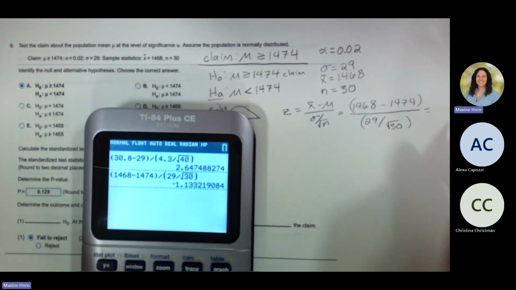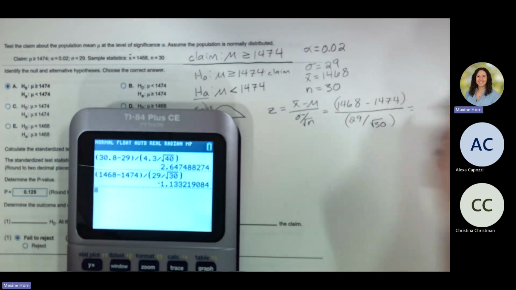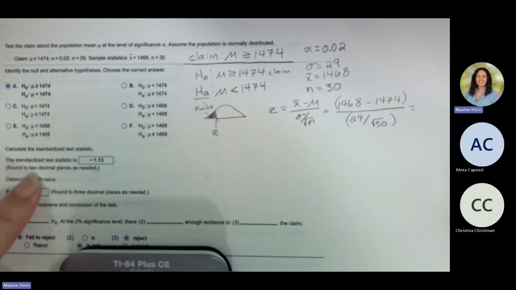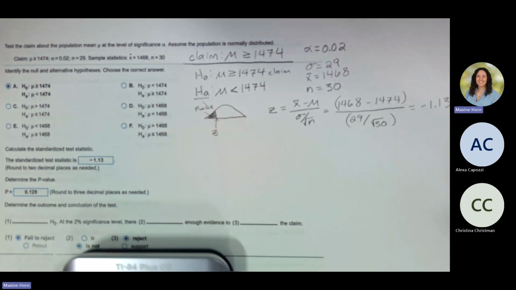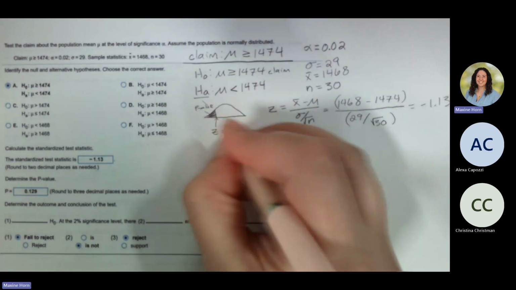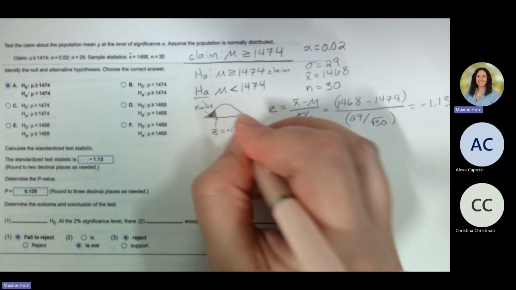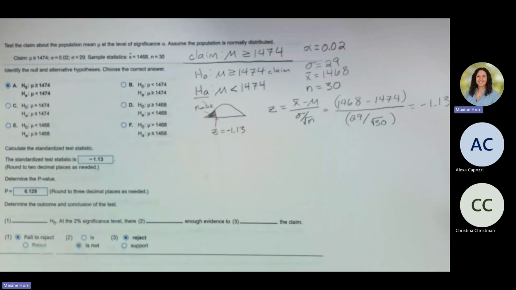Okay, so I'm going to go to, what did they say, 2? Yeah, they want us to round our standardized test statistic to 2 decimal places. So let's go ahead and do that. That's going to be negative 1.13. Okay, so we just got this z-score right here, negative 1.13.